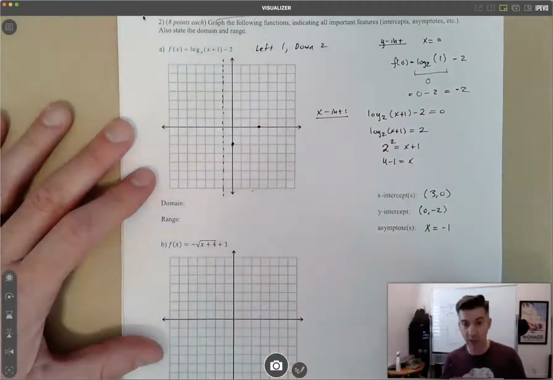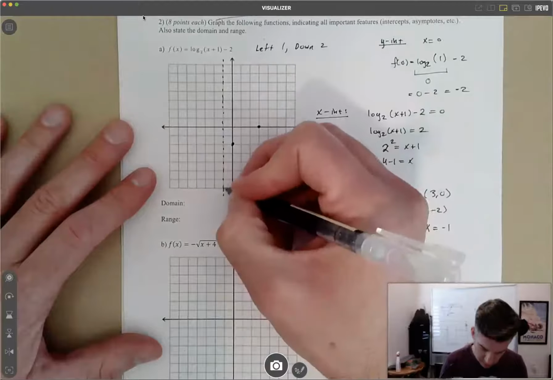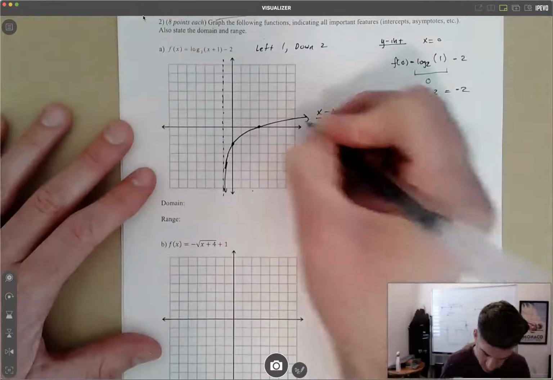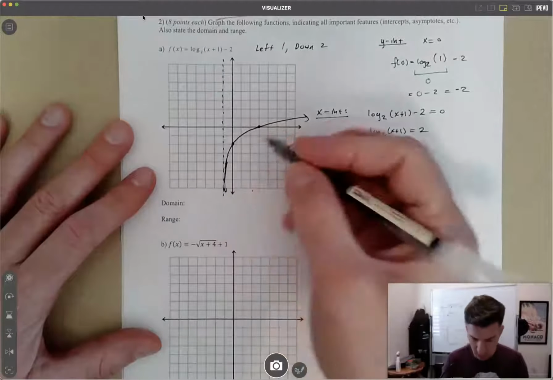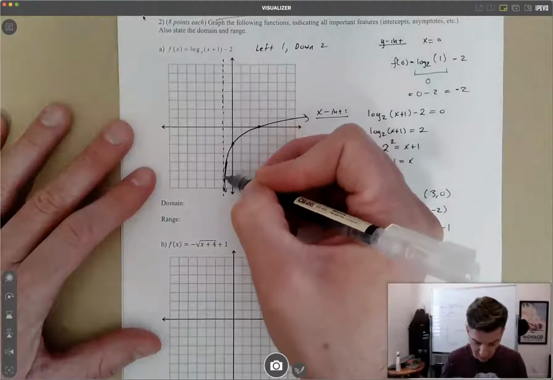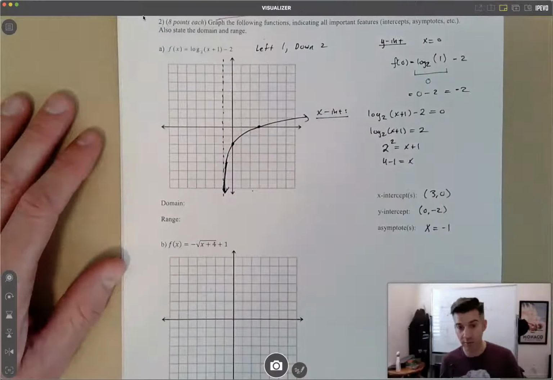And then I know the general logarithmic function shape. It's going to go up like this. As you get closer and closer to this vertical asymptote, the logarithmic function should go further and further down. There should be a little arrow down here indicating that it keeps going down forever and ever.